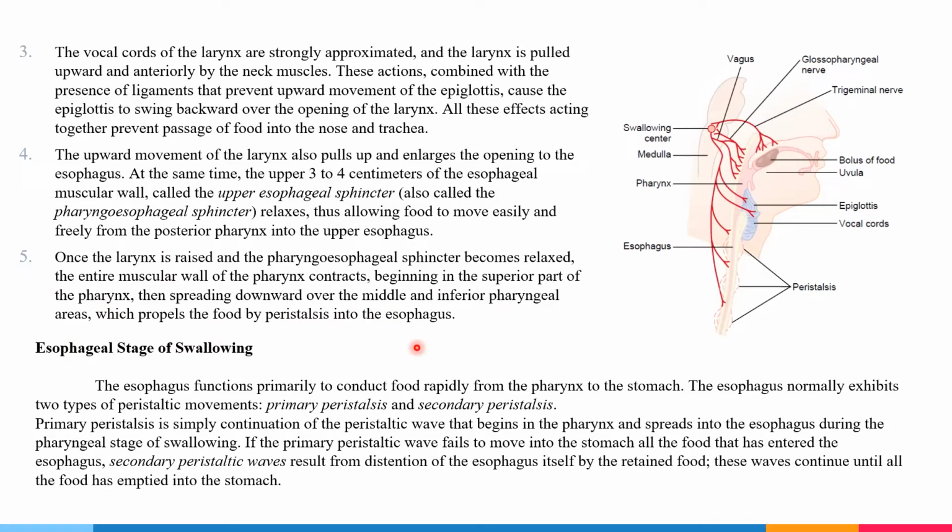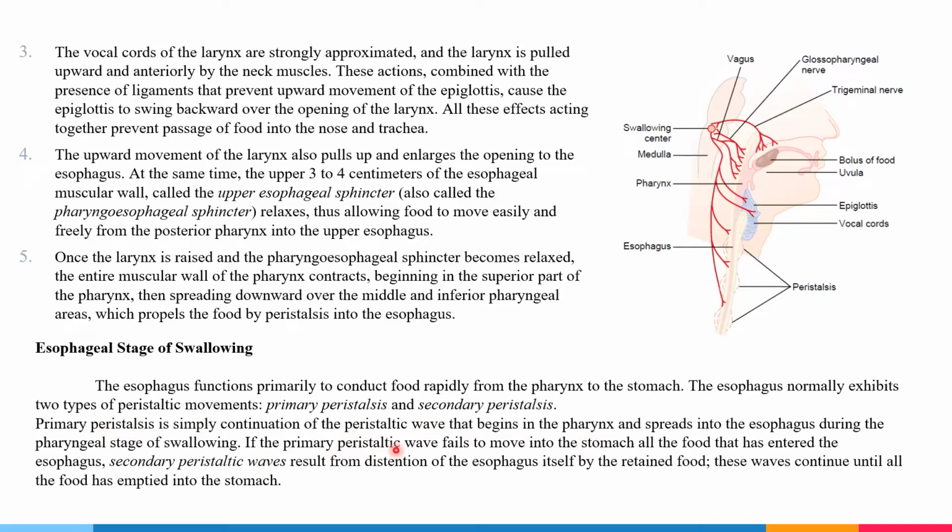The next stage in the swallowing process is the esophageal stage of swallowing. The esophagus functions primarily to conduct food rapidly from the pharynx to the stomach. The esophagus normally exhibits two types of peristaltic movements: primary peristalsis and secondary peristalsis. Primary peristalsis is simply the continuation of the peristaltic wave that begins in the pharynx and spreads into the esophagus during the pharyngeal stage of swallowing.